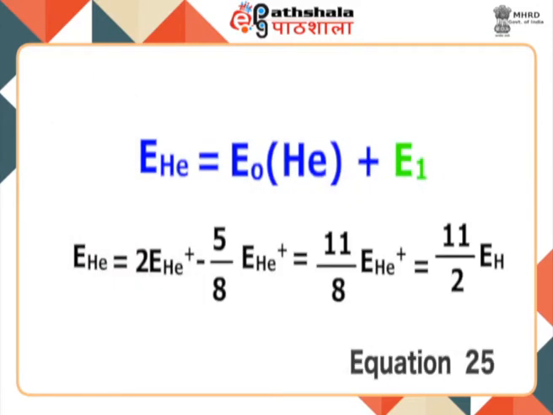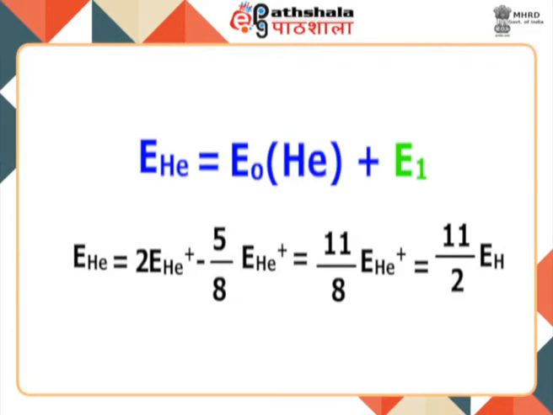which on further simplification, in equation number 25, we get energy of helium atom is equal to 2 times the energy of helium ion minus 5 by 8 times energy of helium ion. This becomes equal to 11 by 8 energy of helium ion. And since energy of helium ion is equal to 4 times the energy of hydrogen atom, this on further simplification gives us 11 by 2 energy of hydrogen atom.